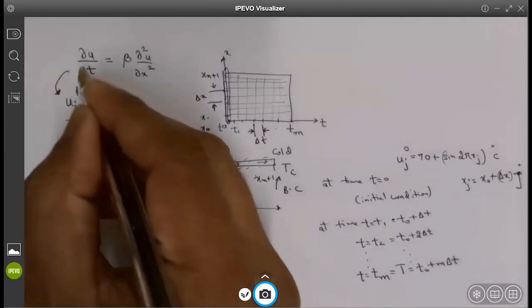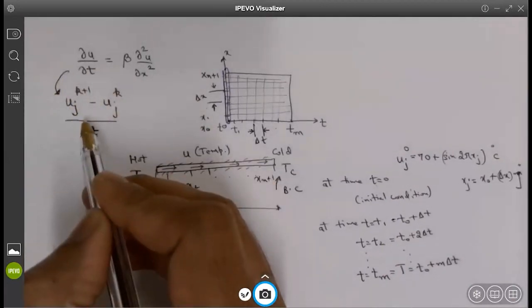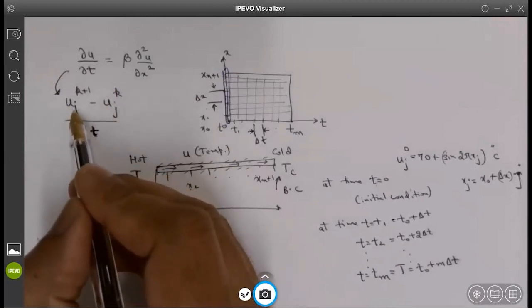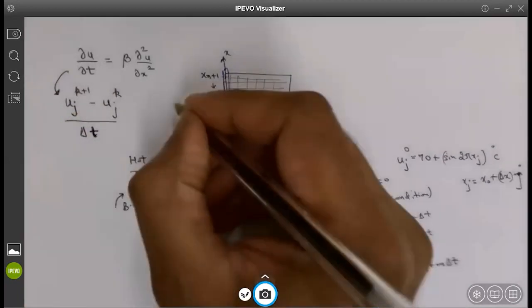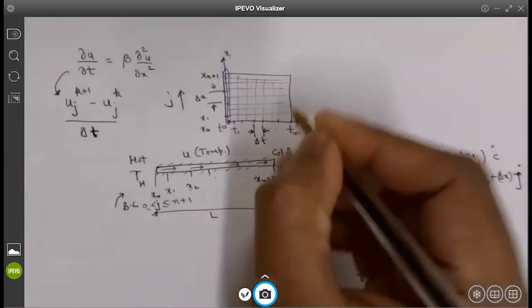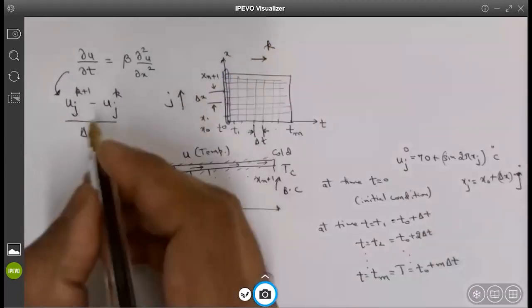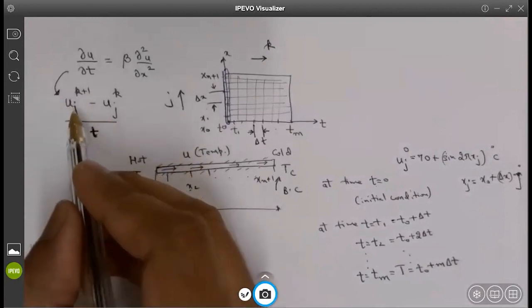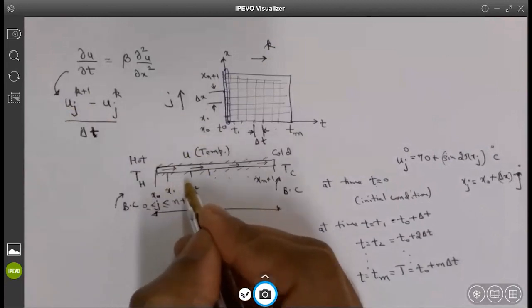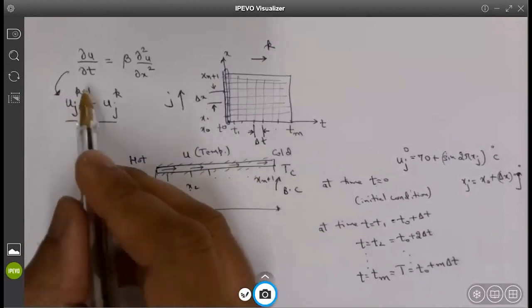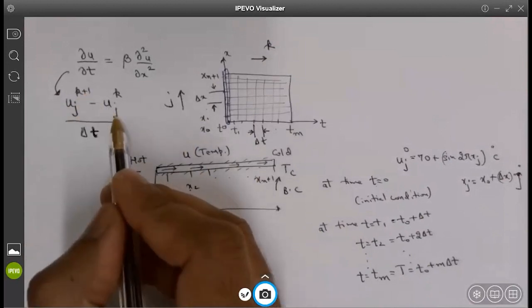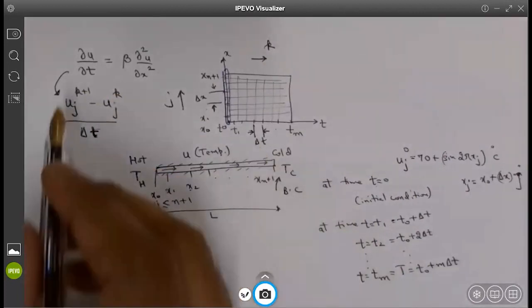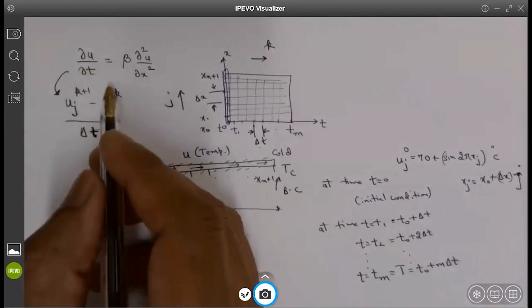So this time derivative is approximated by these specific variables. The variables are u subscript j. J represents the spatial domain in this direction, and k represents the time domain in this direction. So u subscript j superscript k plus 1, the value of this temperature at individual grid points at k plus 1, minus the temperature distribution at the grid points at k, divided by delta t, which is the spacing distance. That is how the first partial derivative is approximated.